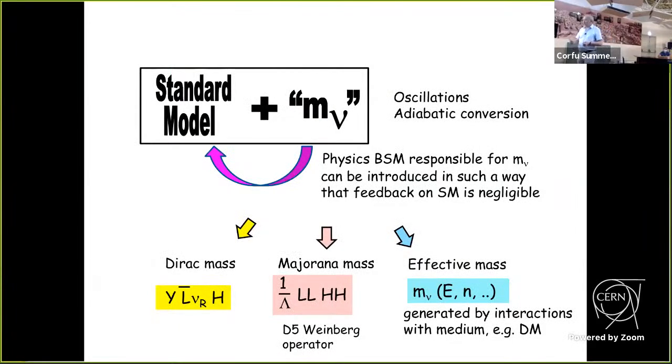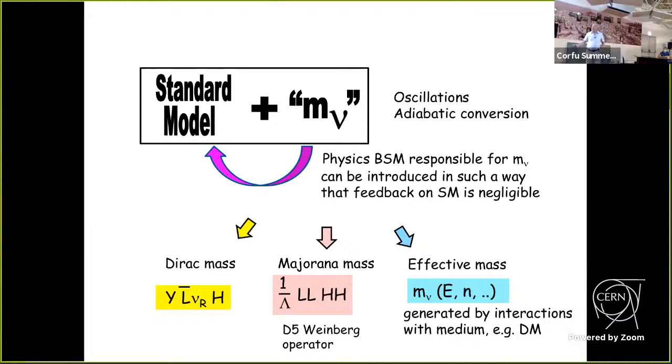Massive neutrinos and the standard model. So this is what we know. We know that we have a very well tested standard model plus mass of neutrino, which actually were obtained through oscillations and adiabatic conversion from different experiments. An important point is that new physics beyond the neutrino mass can be introduced in such a way that the feedback of this new physics onto the standard model is very weak, so that we are just left with neutrino masses, not even knowing what is the nature of neutrino mass.